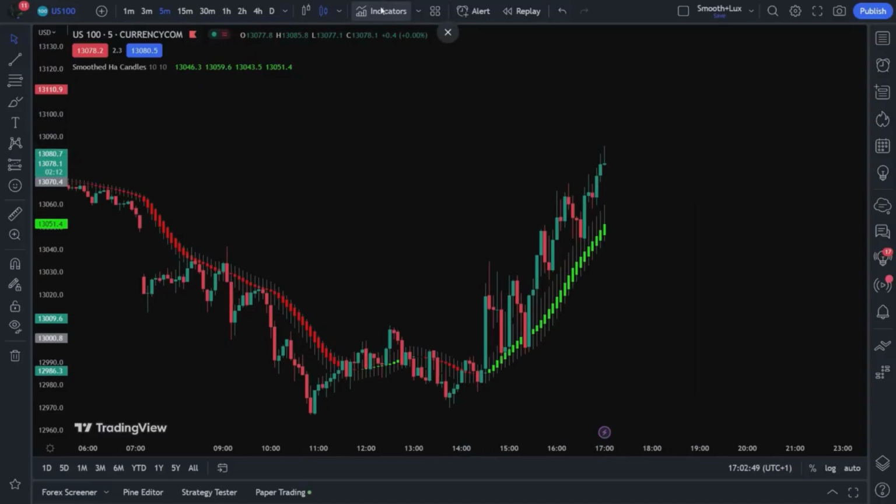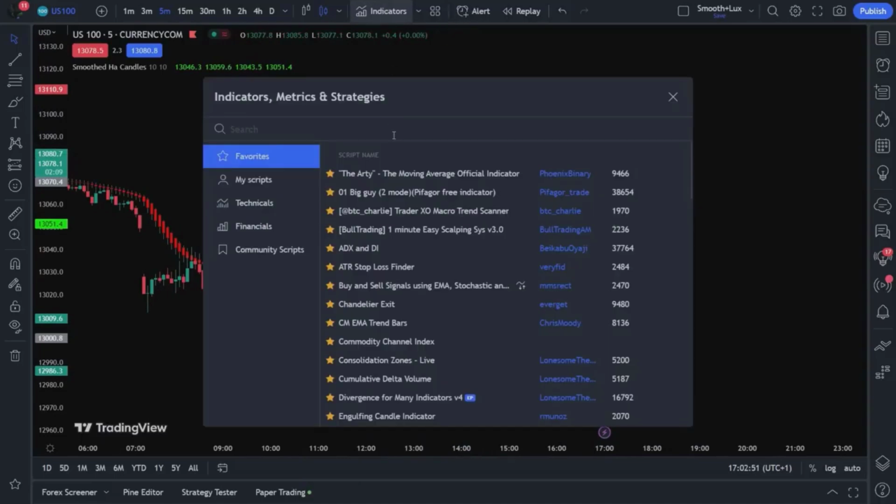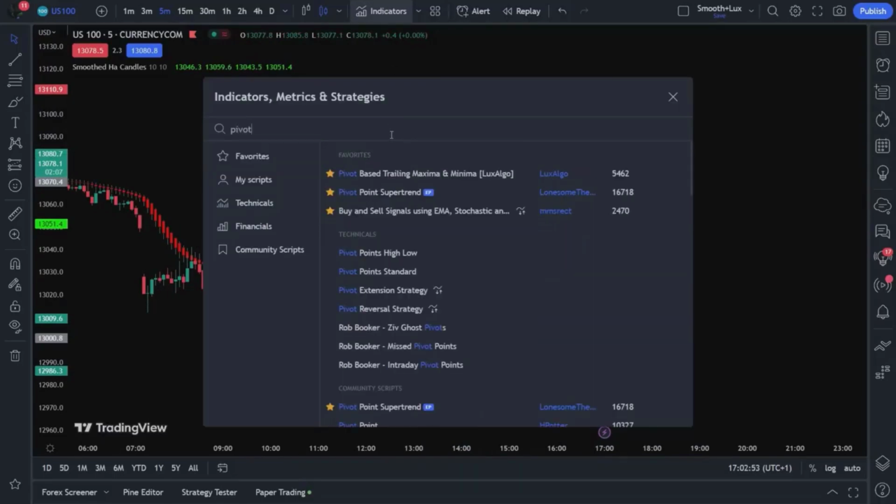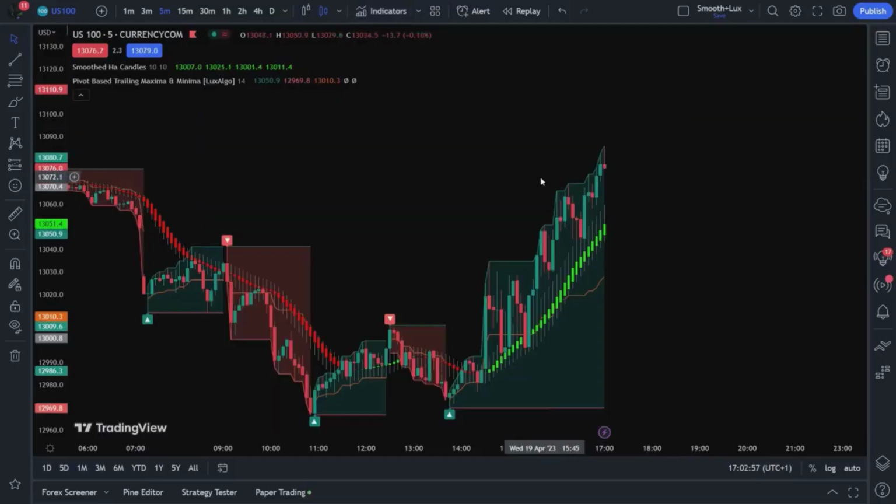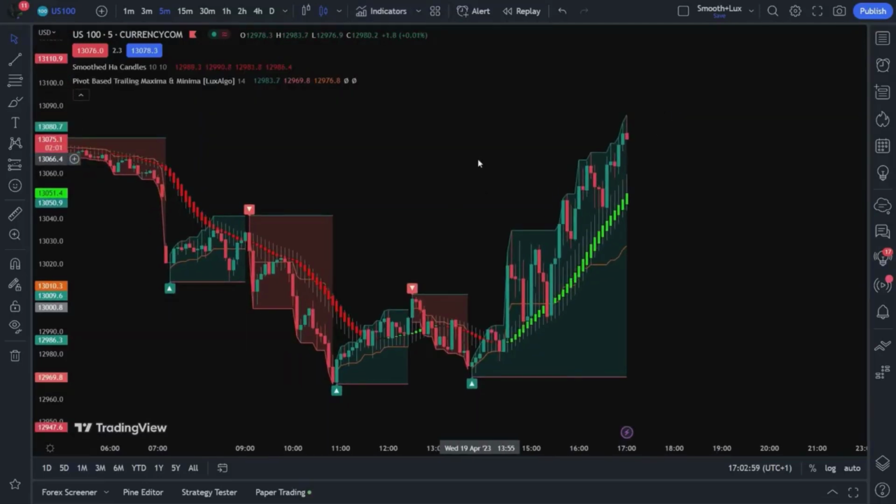Next, we want to head over to Indicators again and type in Pivot-Based Trailing Maxima and Minima, created by LuxAlgo. LuxAlgo has many useful indicators available on TradingView, so I recommend you follow his channel for more like this.